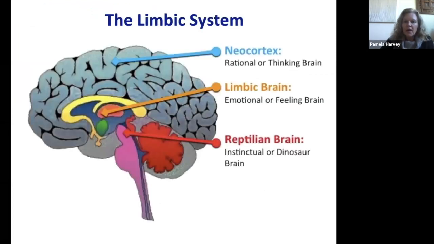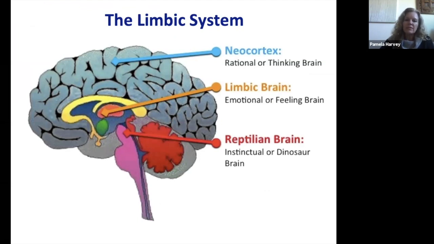Okay, so let's take a quick look at the limbic system. We've talked about a number of different brain regions already, but we're going to move a little bit deeper in the brain. First, I just wanted to give you an orientation to the regions that we're talking about. There is a way of categorizing portions of the brain into the neocortex, the limbic brain or the limbic system, and the reptilian brain.